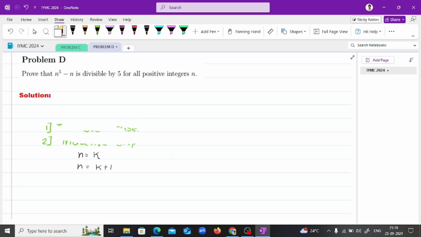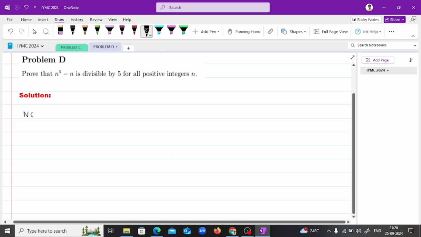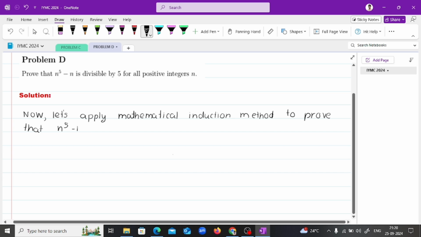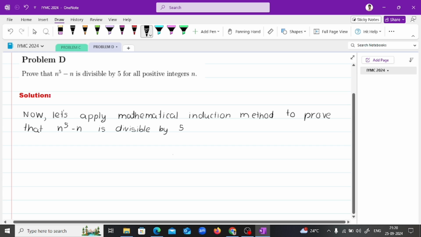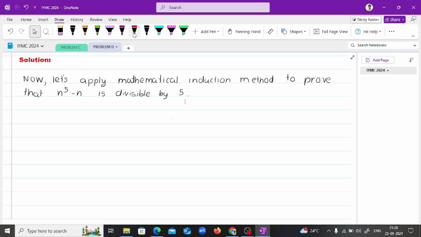So without wasting more time, we will directly solve our actual problem, which is nothing but we want to prove n raised to 5 minus n is divisible by 5 for all positive integers. Okay, so I will write. So now let's apply the mathematical induction method to prove that n raised to 5 minus n is divisible by 5. Okay, so as I have mentioned earlier, our first step will be the base case.